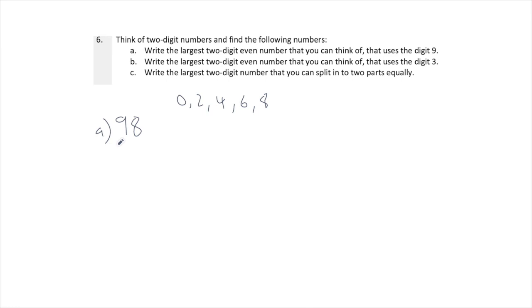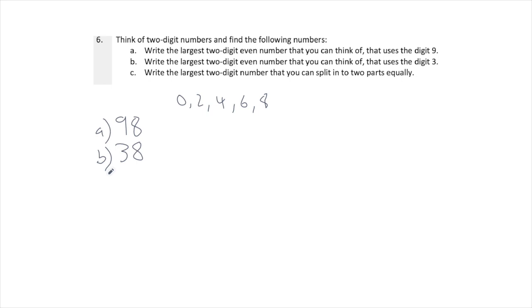For part B of this problem, we have to find the largest 2-digit even number that uses the digit 3. Since 3 is odd, it would be our first digit. Our second digit is 8 because it is the largest even number possible for the units digit. So our answer to part B would be 38.